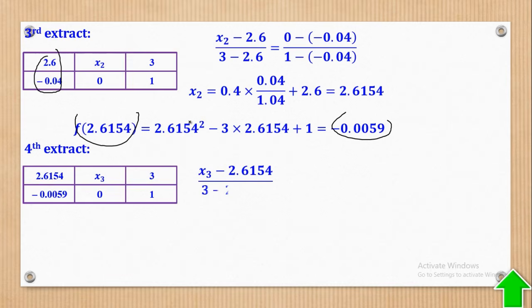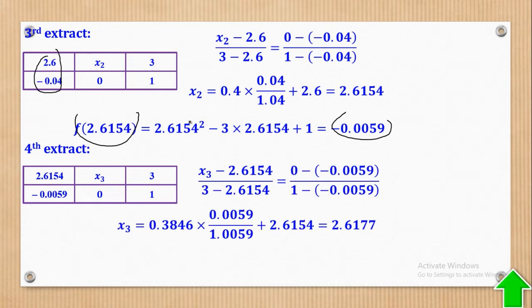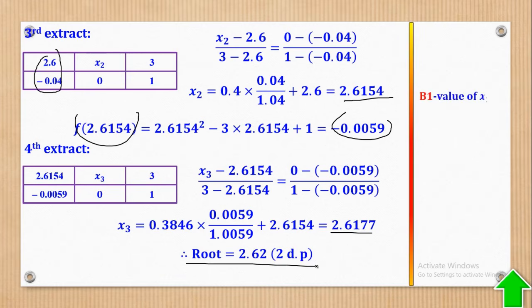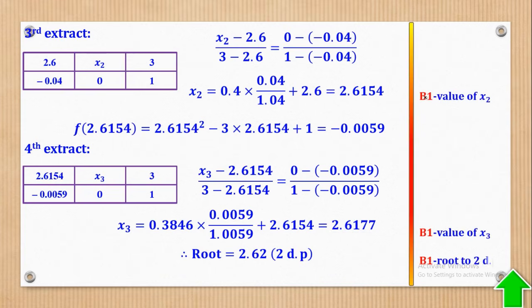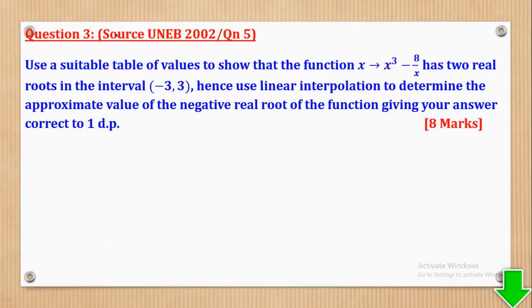Then we shall still use linear interpolation to come up with the value of x3. Now remember, we are using sight to know where to stop. So if I use sight, this value to 2 decimal places is 2.62, and also this value to 2 decimal places is 2.62. Therefore I'll conclude that the root is 2.62 to 2 decimal places. So basically that's what they wanted, and B1 will be for this value and B1 for this value, B1 for conclusion. So that was question 2.